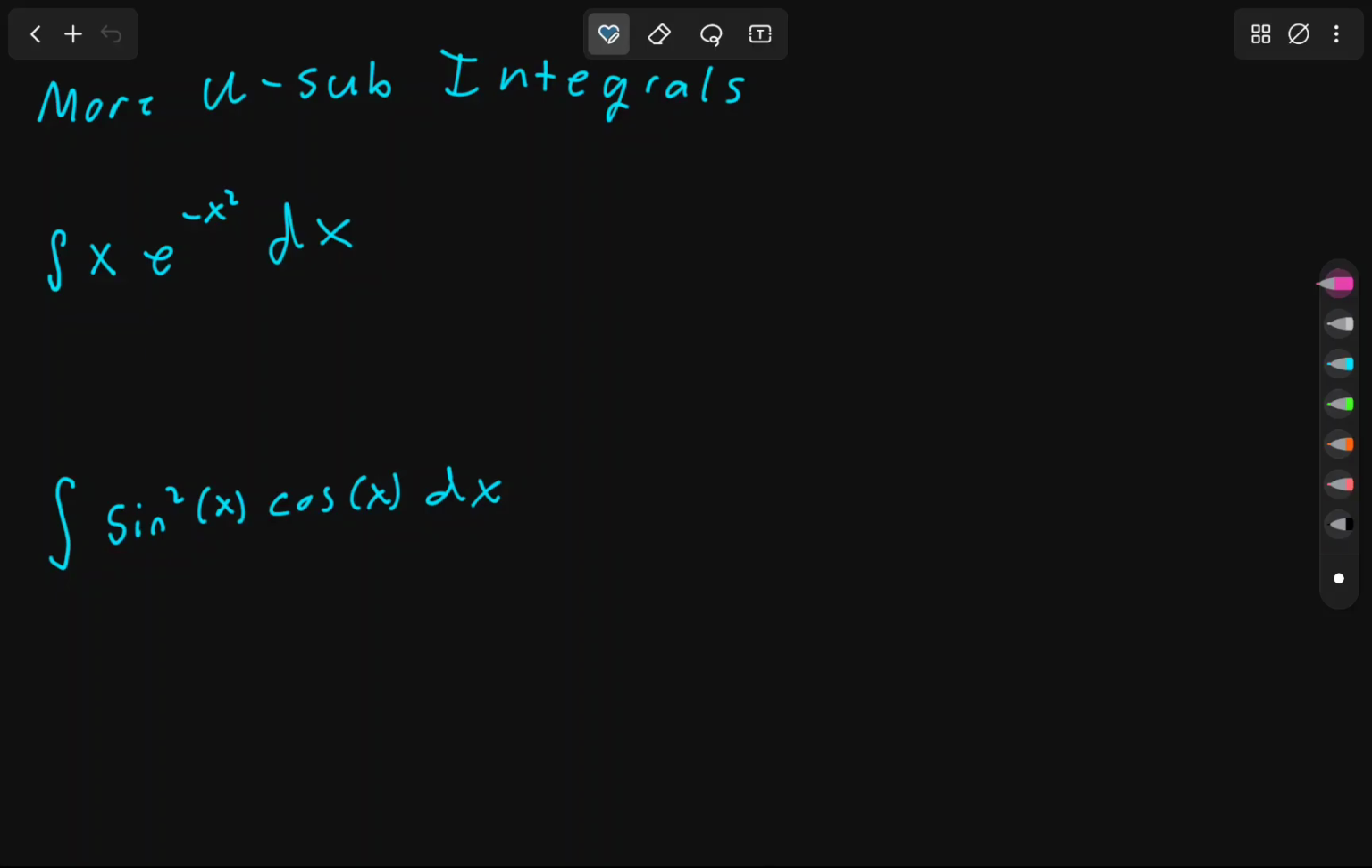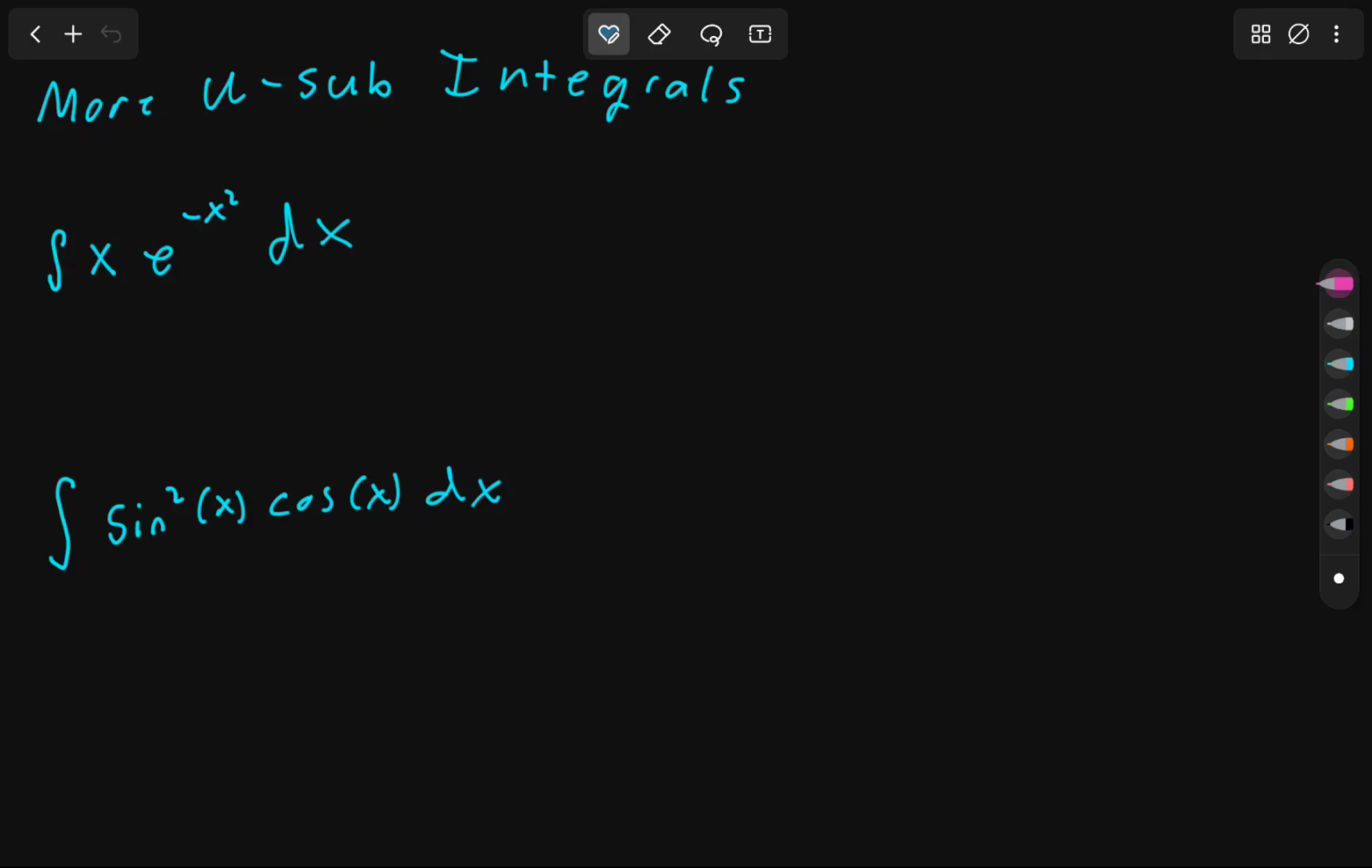Well, to start out with the entire set of next videos, we have U-substitution, which is by far, in my personal opinion, one of the most important methods of substitution. So, U-substitution allows us to undo the chain rule derivative. So, to get started, we have this integral of x e to the negative x squared.